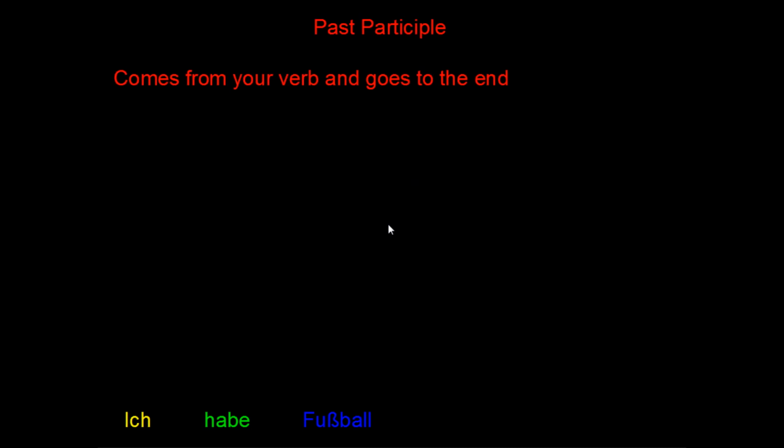The past participle, which we said comes from your verb and goes to the end. It's important you remember your past participle goes to the end of the sentence. Let's take our sentence again. Now we have ich spiele Fußball. It comes from the verb, so we want the verb spiele. Remember, a verb is a doing word. It's something you're doing. In this case, you are playing, and we want the verb in the infinitive. Now the infinitive is the unchanged verb, spielen.